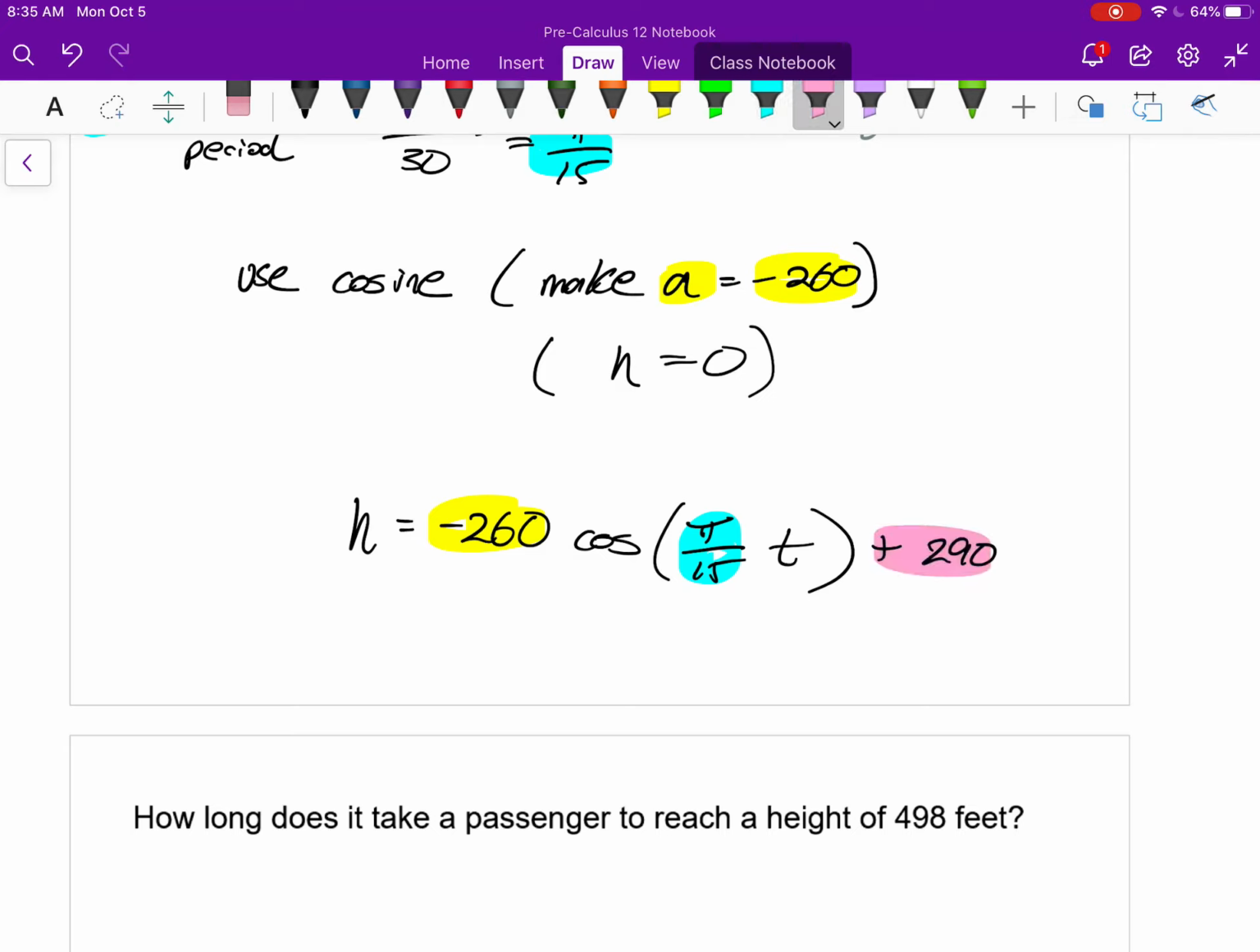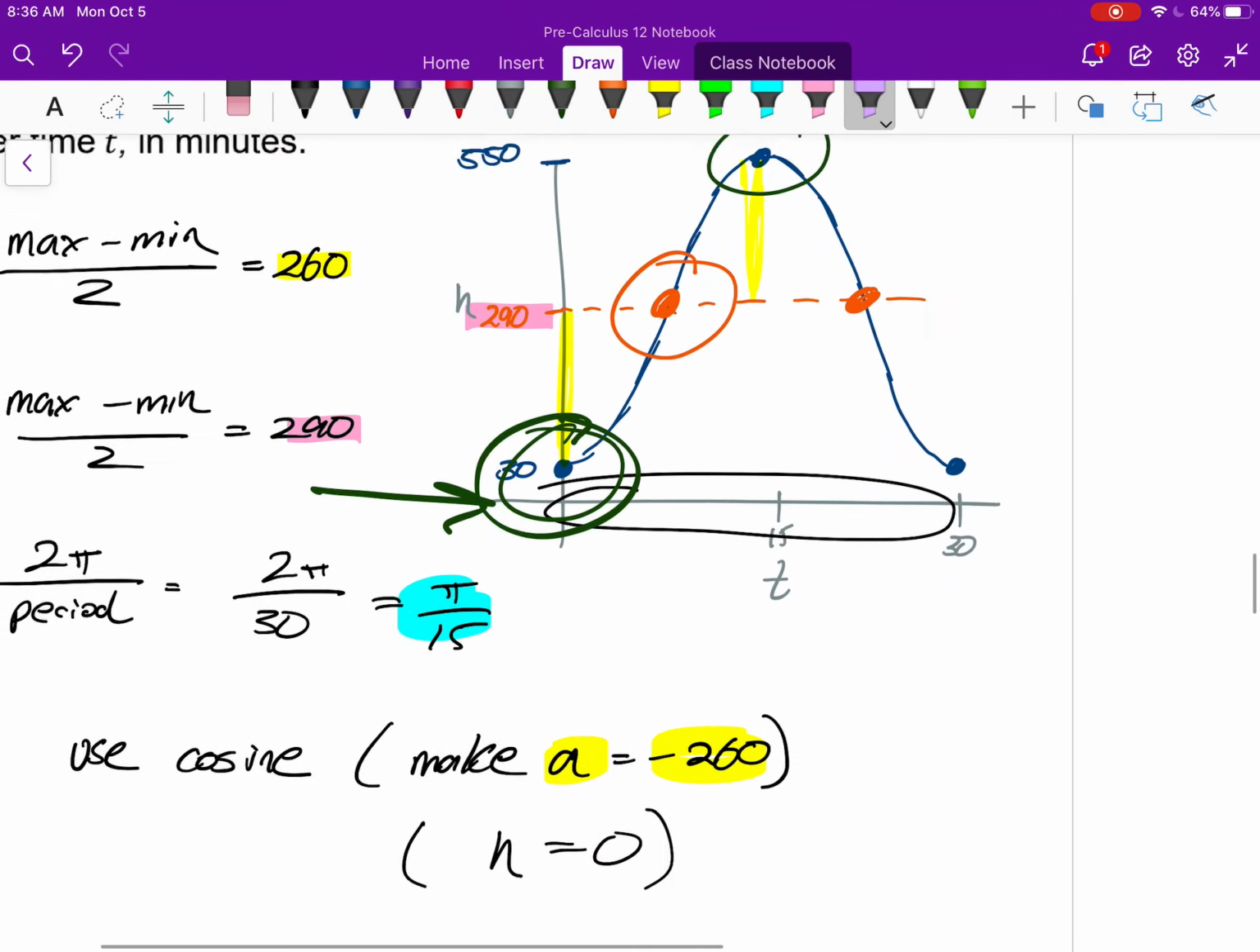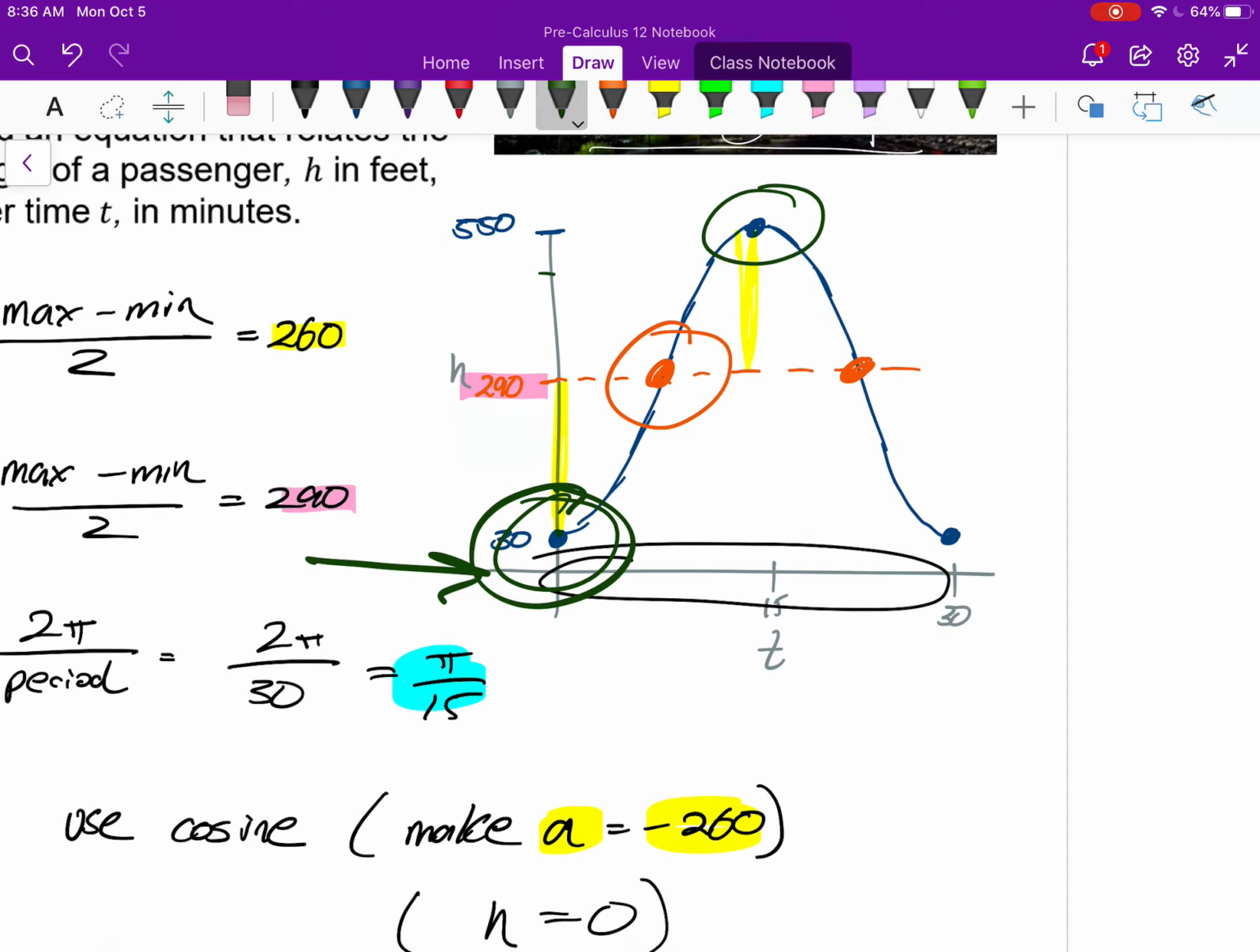All right, so I've now finished the main part of the question. The last thing I'm asked is to use this to determine how long it takes a passenger to reach a height of 498 feet. So first of all, let's be clear what I'm asking here. This is the height, which means if I look back at my graph, 498 feet must be roughly about here. The question says, how long does it take to reach the height? Well, it's going to happen 2 times, but I'm going to focus on the way up. So I'm trying to figure out what is that time right there.